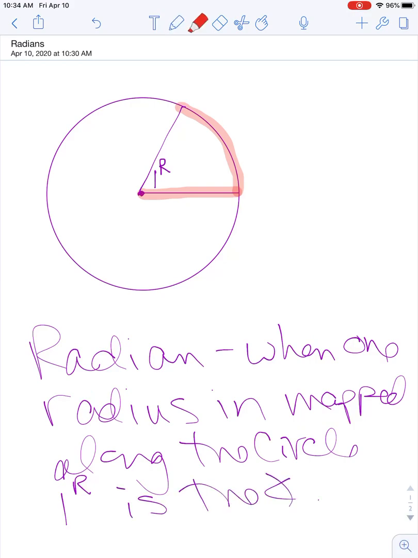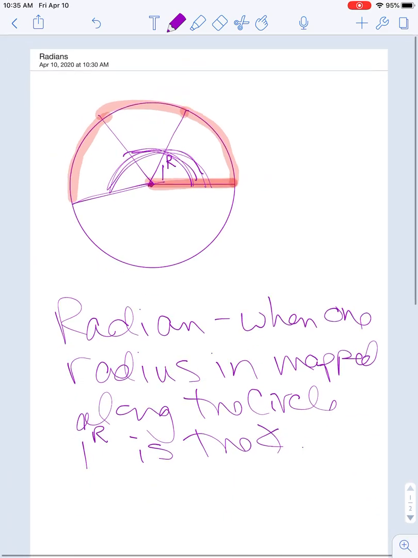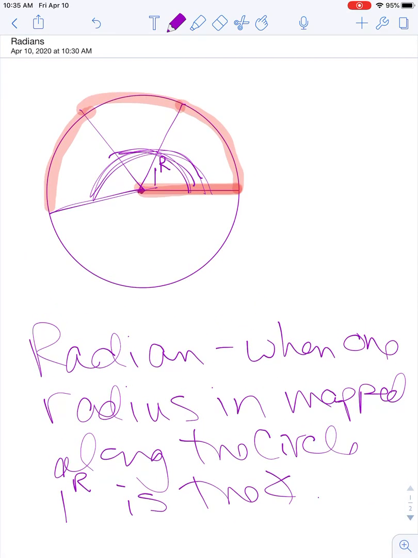Okay, so if I keep going and I go another radius here, then this whole angle is about 2 radians. If I keep going, I'm about here, that's 3 radians. Well, look at that angle right there. It's a little bit more than 3, maybe like 3.14. What would that be? I wonder. Pi. Pi is equal to 180 degrees.